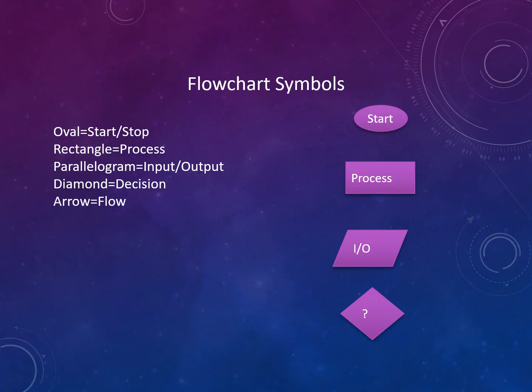This is an important exam topic. There are some standard symbols used in flowcharts. Each symbol has a specific purpose. Oval. The oval represents the beginning and ending of the flowchart. Rectangle. The rectangle represents processing information. Parallelogram. Parallelogram is used for input and output. Diamond. The diamond represents the decision or condition. Arrow. Arrow shows the direction of the flow. They tell us which step comes next.